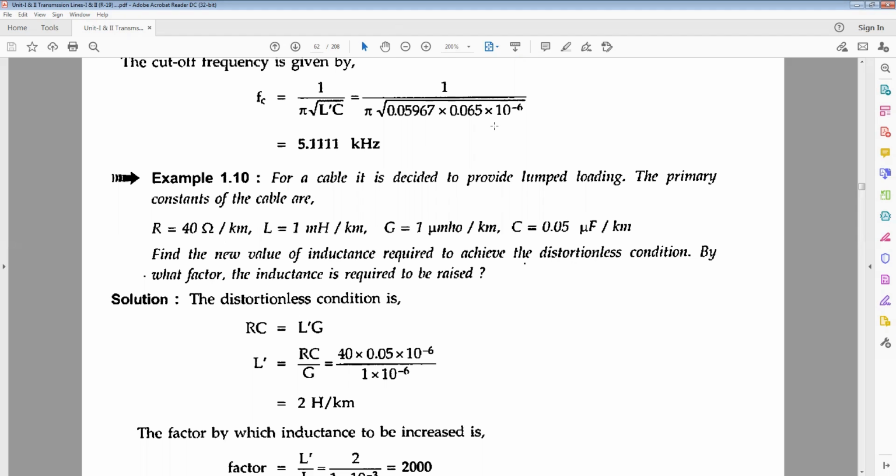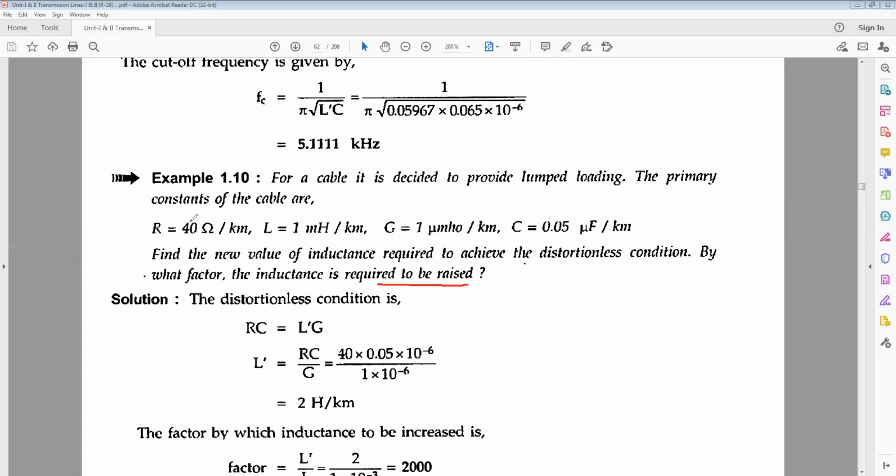So distortionless means we have the formula: RC is equal to LG, or LG is equal to RC. By what factor is the inductance required to be raised? See, the loading is nothing but increasing the inductance. So how much inductance is to be raised to get the distortionless condition? The distortionless condition is RC equal to LG. We need L, so we can write L dash equal to RC by G.